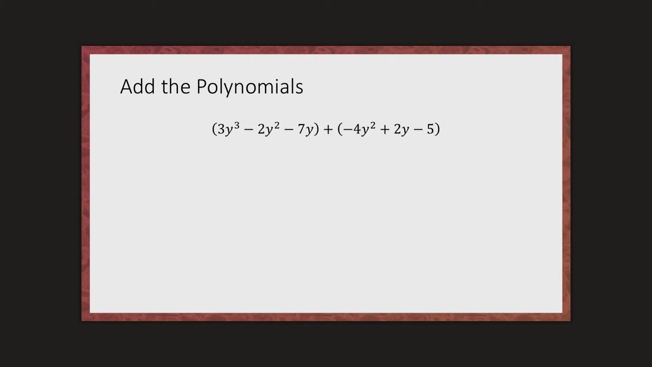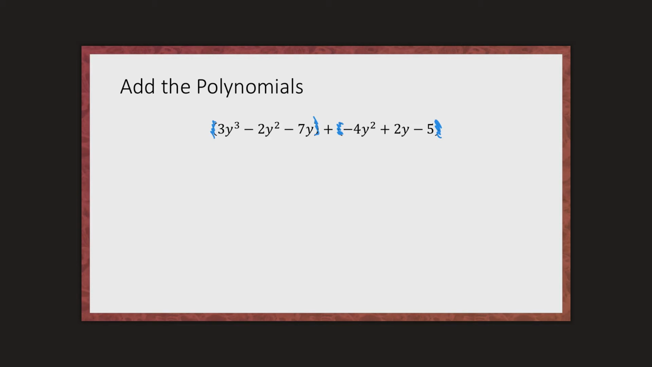Here we have another two polynomials, and each of them is written in standard form. There's no more simplification I can do in any of these. 3y to the third minus 2y squared minus 7y. There's no like terms there. I can't combine those together, so I can eliminate the parentheses. And on the other side, negative 4y squared, 2y, and minus 5. No like terms there either. I can't combine those anymore. I can just eliminate these parentheses.